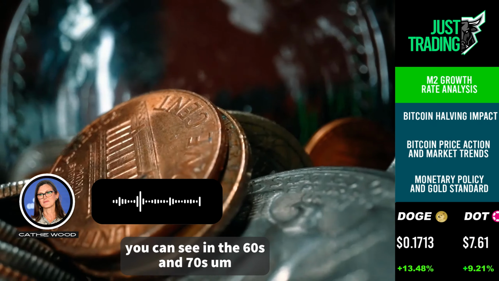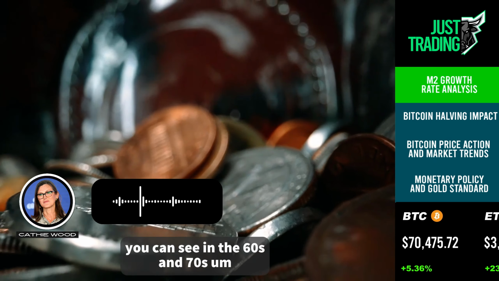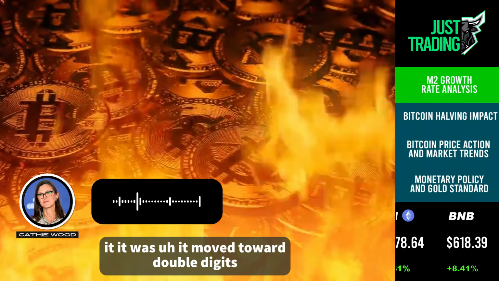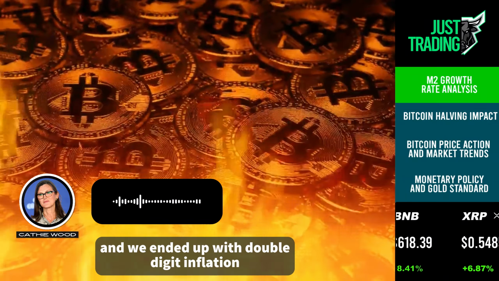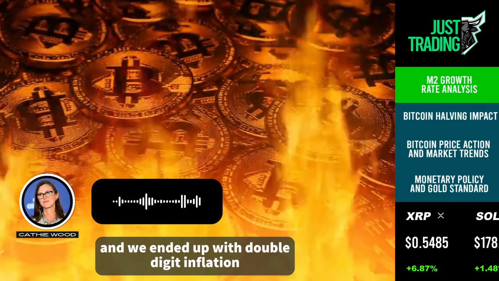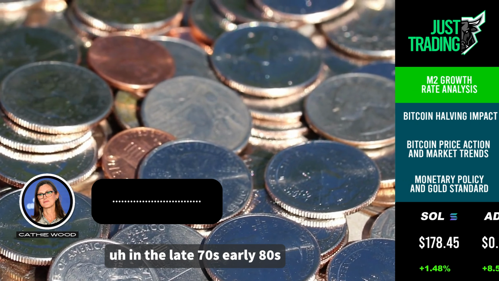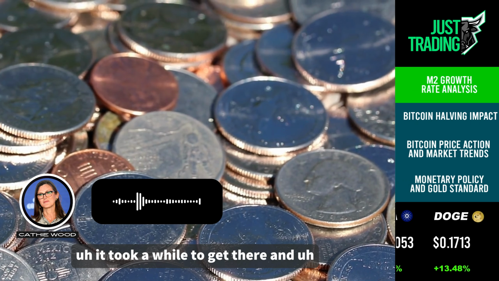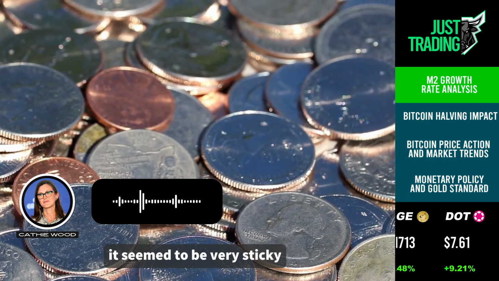You can see in the 60s and 70s, it moved toward double digits, and we ended up with double-digit inflation in the late 70s, early 80s. It took a while to get there, and it seemed to be very sticky.